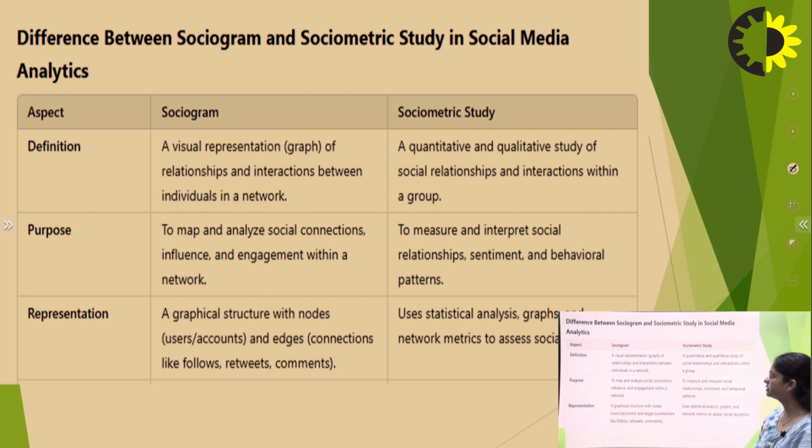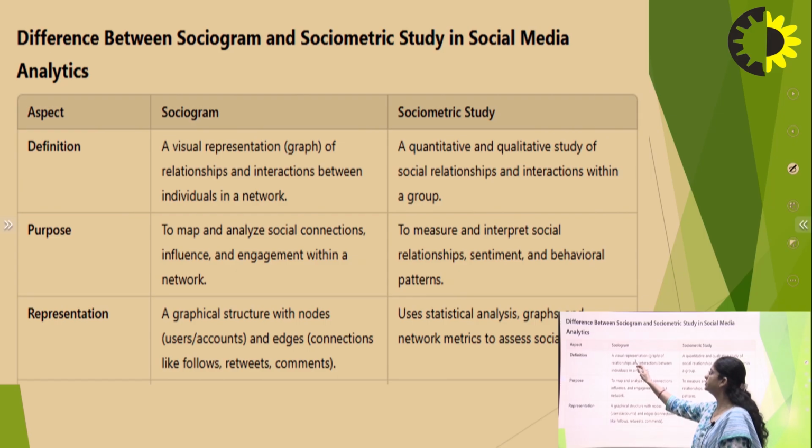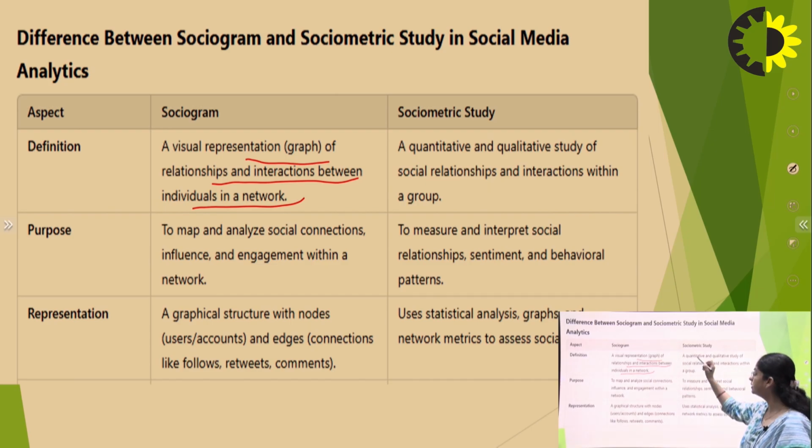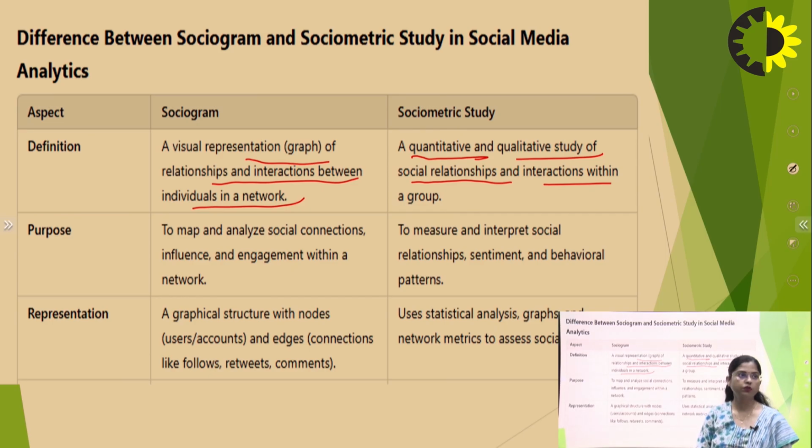So, the key difference is that a visual representation of relationships and interactions between individuals in a network is the sociogram, and a sociometric study is the quantitative and qualitative study of social relationships and interactions within a group. So, when there is a visual or graphical representation of that particular interaction, that is a sociogram, and if there is a quantitative and qualitative analysis of that particular graph or representation, that is a sociometric study.